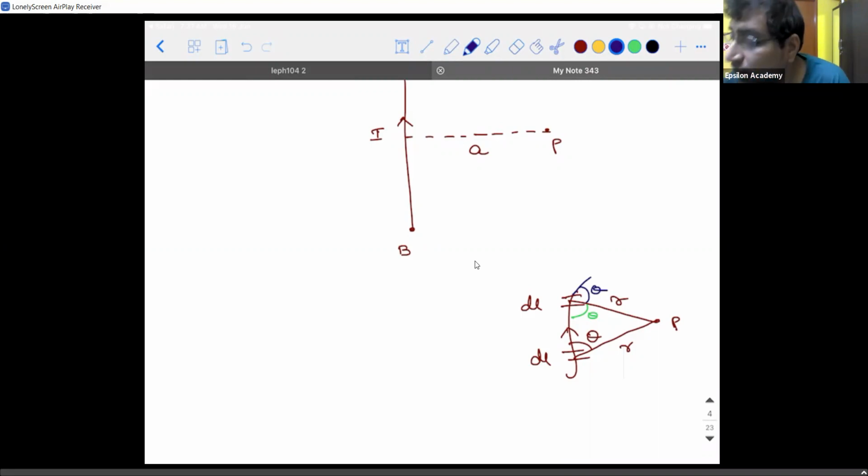So what I'm trying to ask is, dB is equal to mu naught divided by 4 pi, I dl sine theta divided by r square, is there, no? I need to substitute theta here. If I take the dl at the top, that is above the arrow mark, I can define two thetas logically, right? Those are the angles made by the current carrying element with the distance.